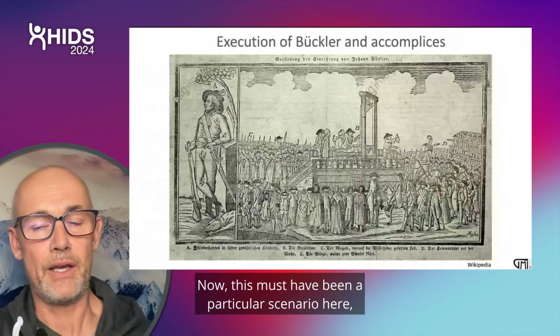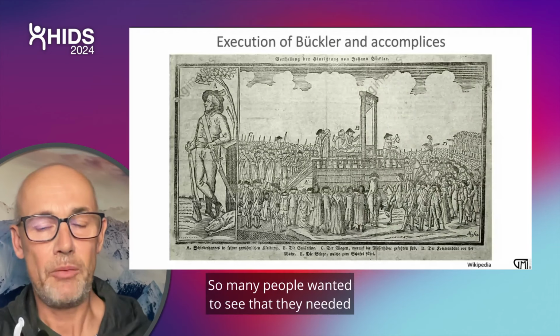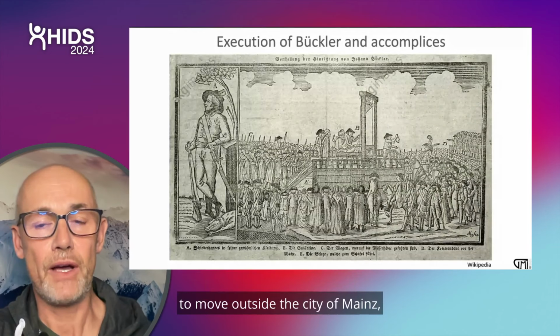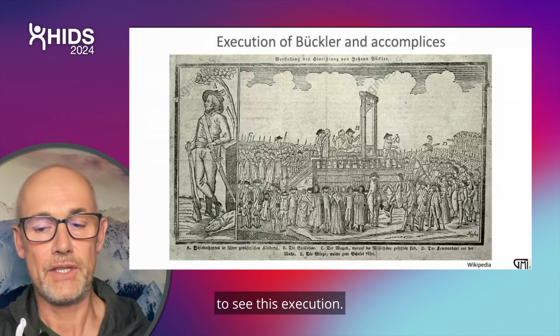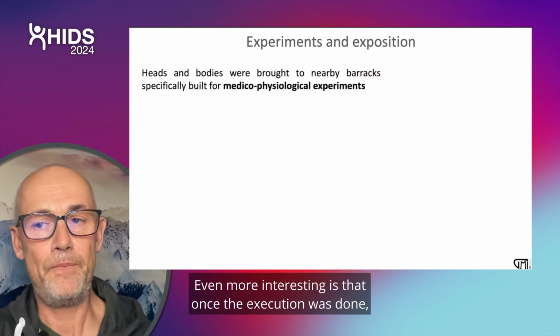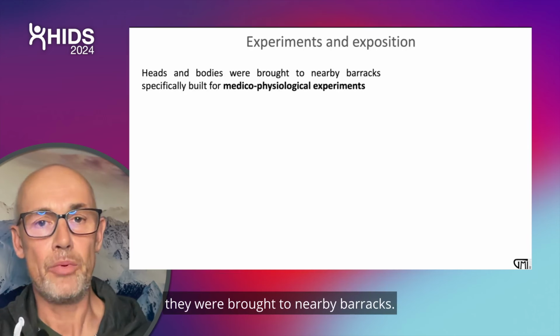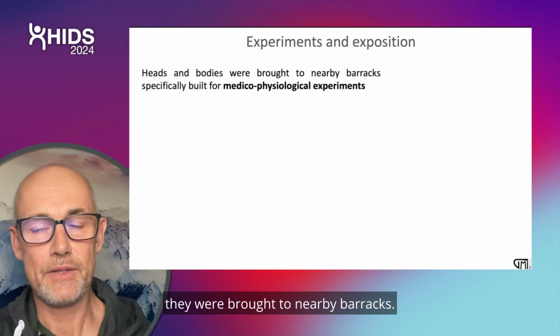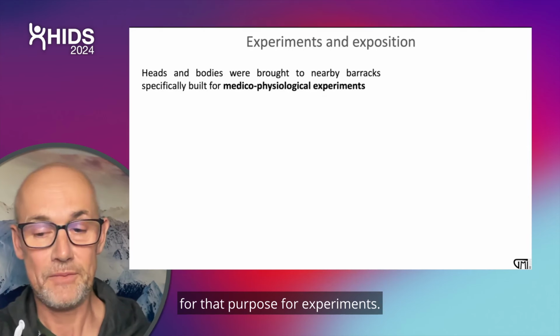Now, this must have been a particular scenario here, this execution by guillotine. So many people wanted to see it that they needed to move outside the city of Mainz, and it's reported that more than 30,000 people came to see this execution. Even more interesting is that once the execution was done, the heads and the bodies were brought to nearby barracks. They were specifically built for that purpose for experiments.